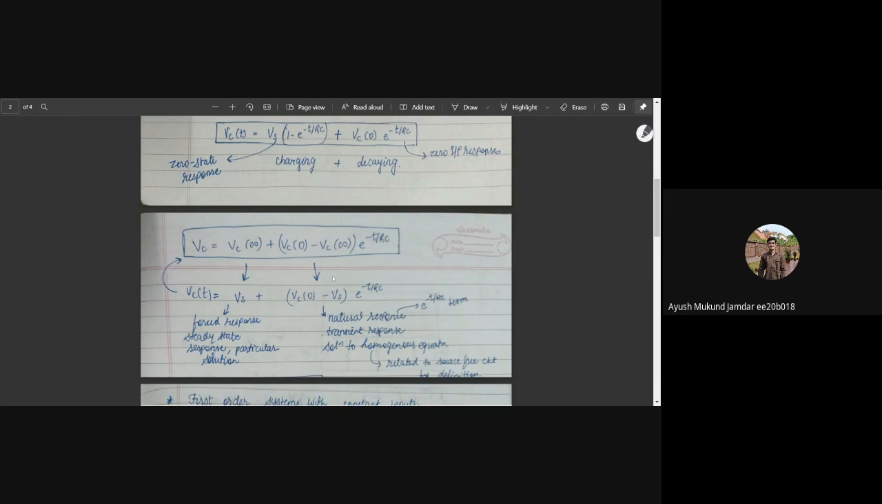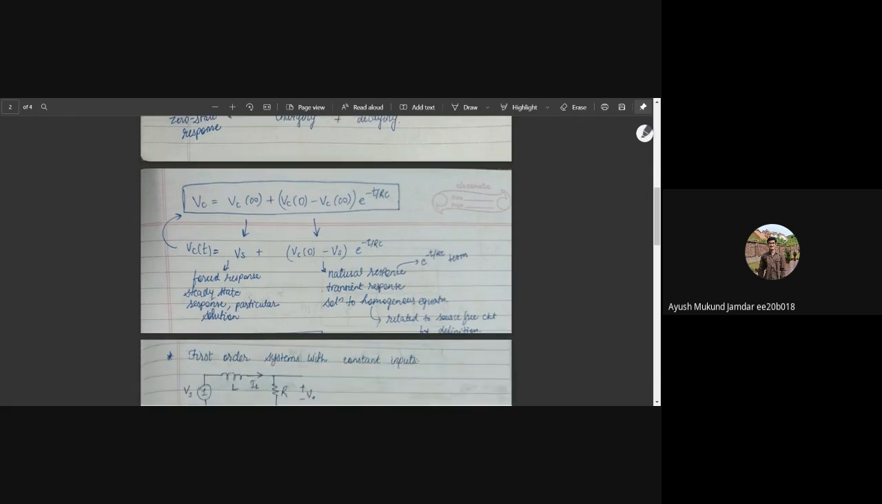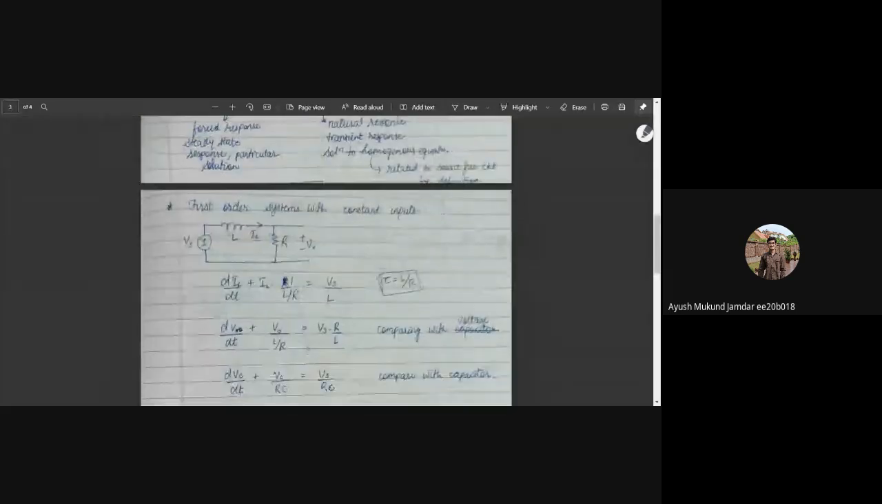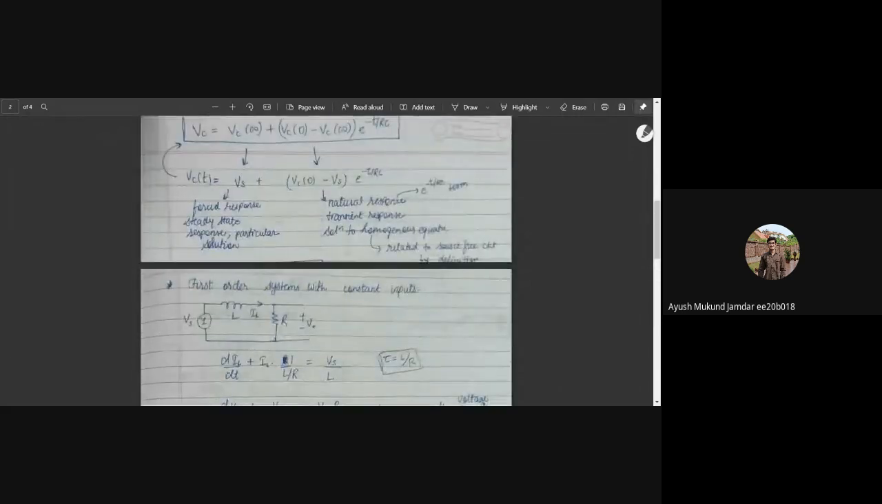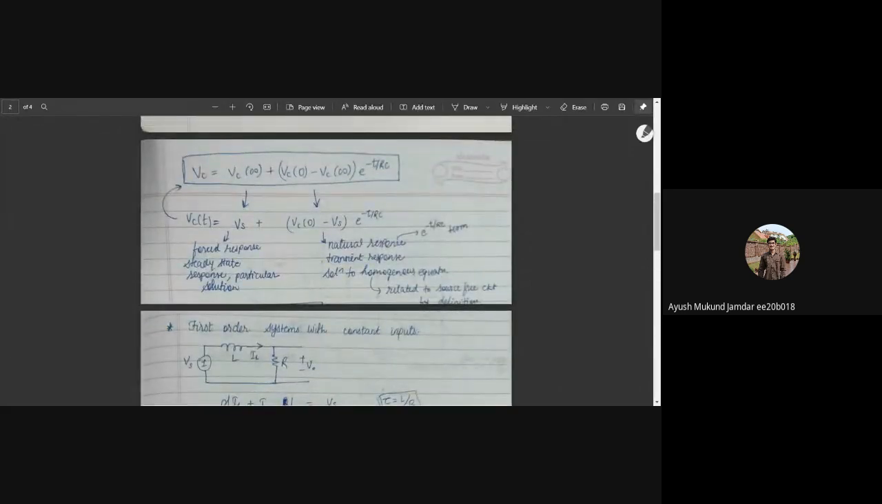And this can also be observed that Vc in general can be represented as Vc of infinity plus Vc of 0 minus Vc of infinity times exponential minus t by Rc. So that is when t equals 0, it will give Vc of 0, and when t equals infinity, it gives Vc of infinity. Although this was for the capacitor, this can also be extended for the inductor. Just the equations and some constants will be different. I should also say that Rc is what we call the time constant of the RC circuit.